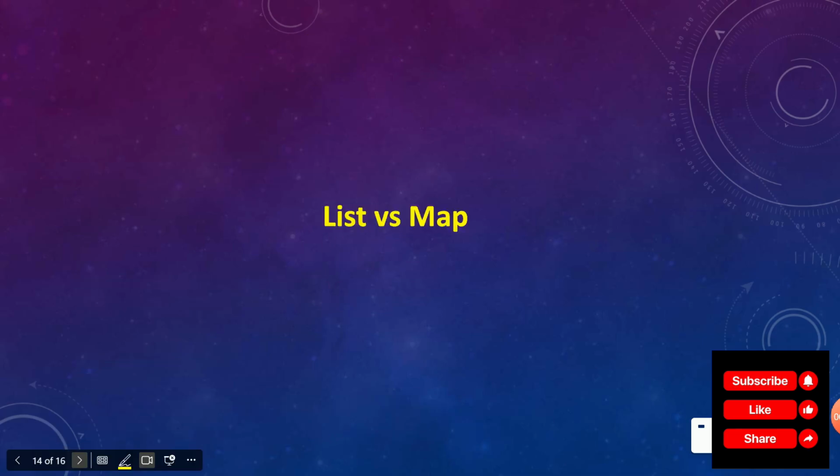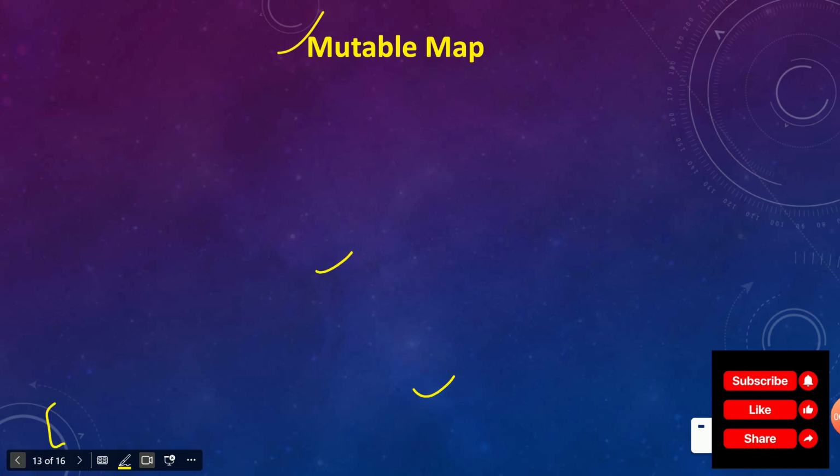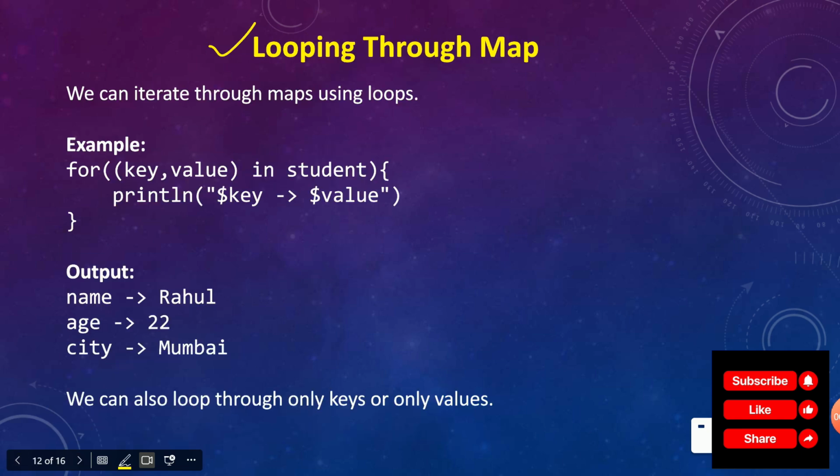So next is looping through a map. We can iterate through the map using loops. For example, for key, value in student, print $key and $value, whatever keys and values the student has will be printed. You can also loop through only keys or only values.